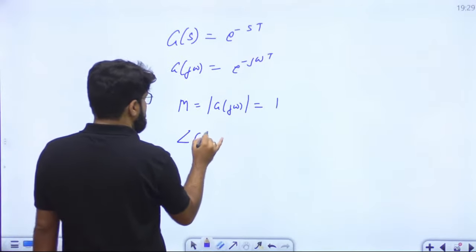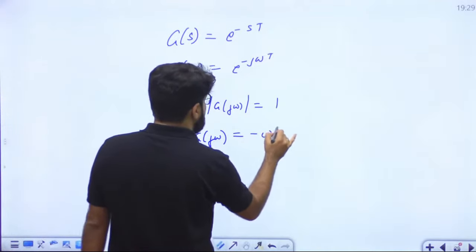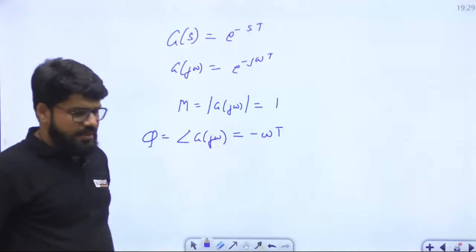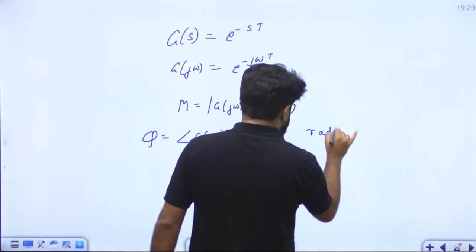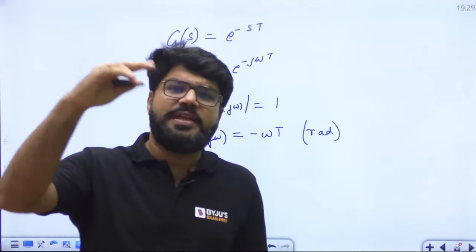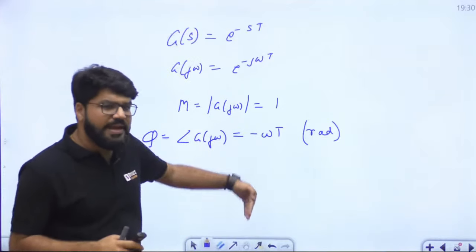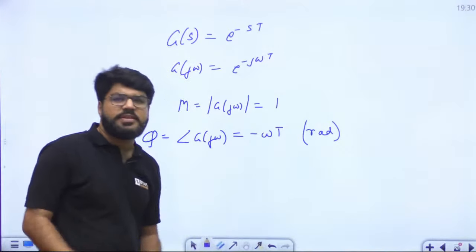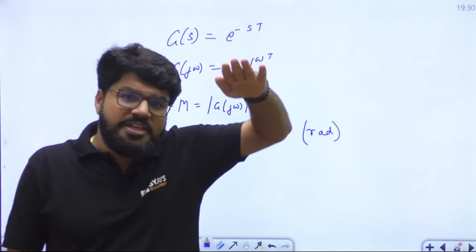And what is the angle G(j omega)? What is the phase of this? Phase is minus omega T. Negative omega T, in radians. Minus omega T radian. By default it is radians, okay? So if you keep on increasing the value of T, what will happen? It will try to pull the phase of the system in negative direction. It will try to reduce the phase of the system, which will reduce the phase margin. So if you keep on increasing T, the phase margin decreases.